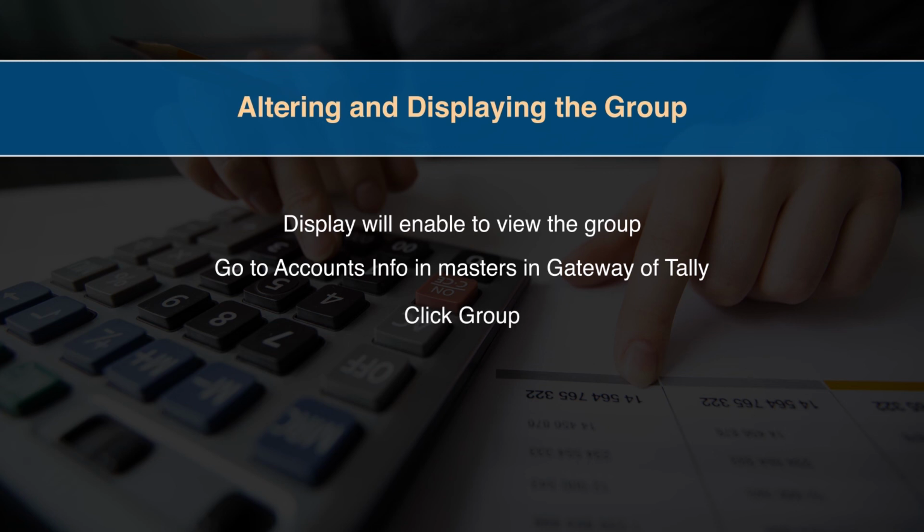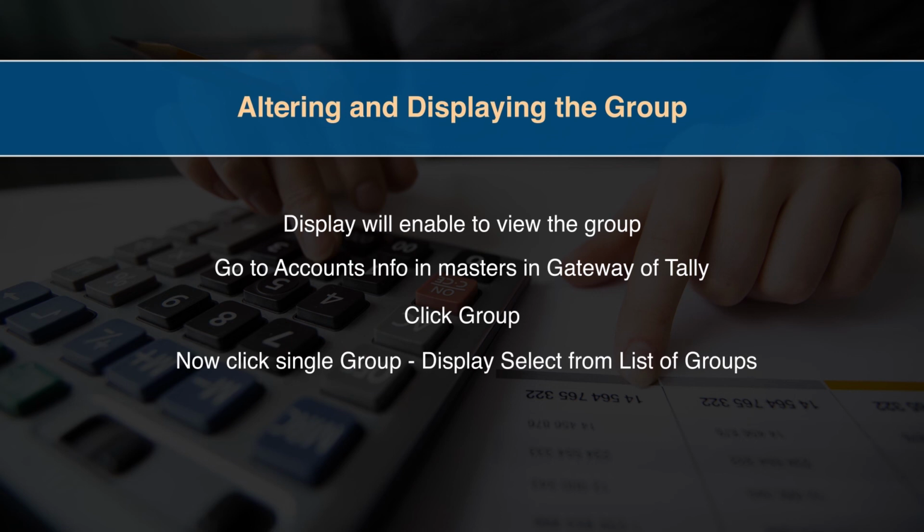For display, you have to go to account info. Within account info, there is group. Within group, there is single group. Within single group, there is a display option. Within the display option, a list of groups will be displayed and you can click on a group and see the details. With this, we have come to the end of Masters Creation Part 2.